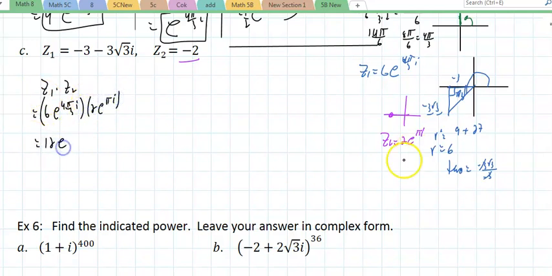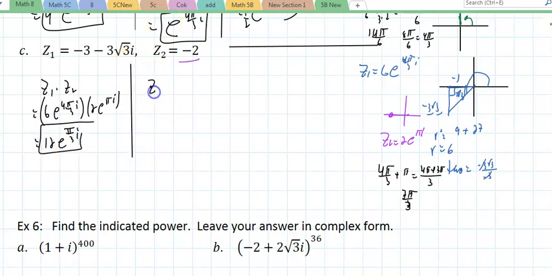That is 12e to the... what is 4 pi over 3 plus pi? All over 3, that is 4 pi plus 3 pi. That's 7 pi over 3. 7 pi over 3 is too big. Subtract 2 pi from that. That is pi over 3i. Done.